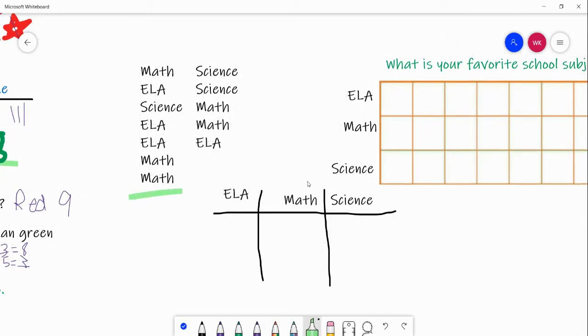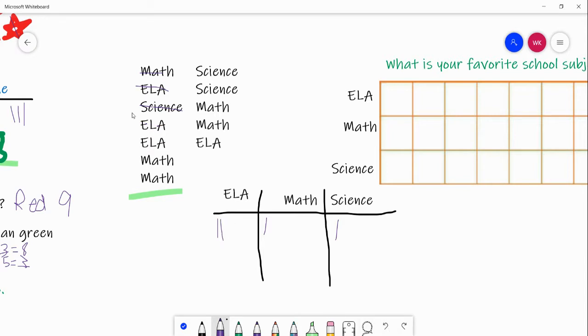So we are going to use this data to put it into our tally chart with tally marks. So we have 1 math, 1 ELA, 1 science, 1 ELA, 1 ELA, 1 math. Oh, I was putting that in the wrong section. Hold on. All right.